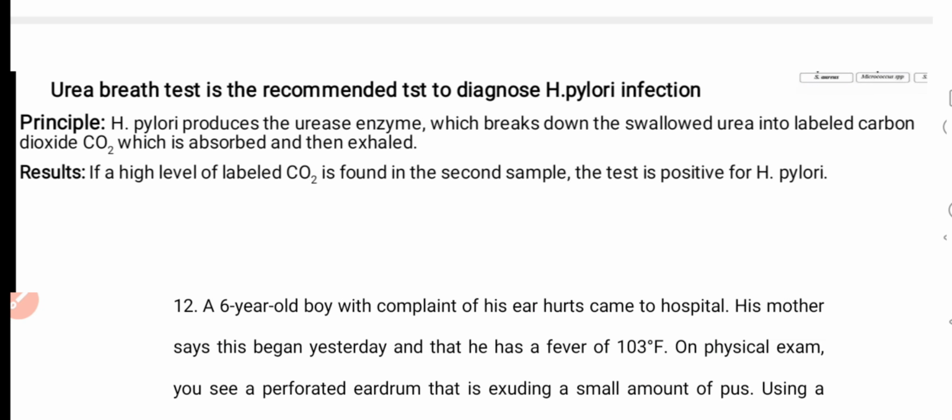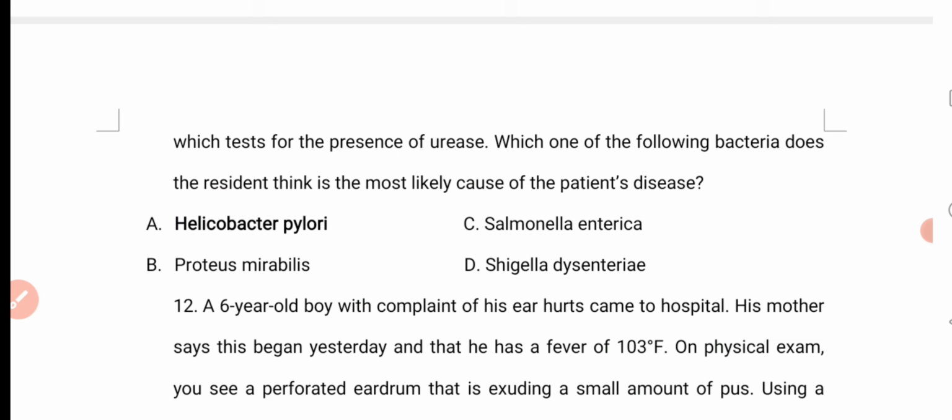So additionally, next to that, we'll measure his breath. If there is a labeled carbon in his breath, in the carbon dioxide that the person breathes out, we can conclude that there is a urease-producing bacteria, which is Helicobacter pylori. Okay, so the suspected bacteria is A, Helicobacter pylori, so the correct answer is A.